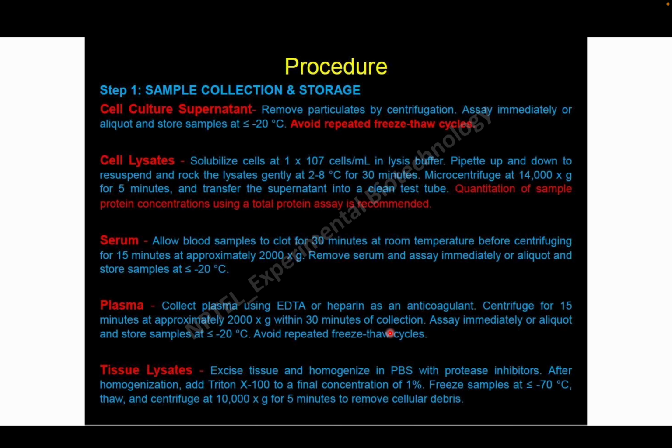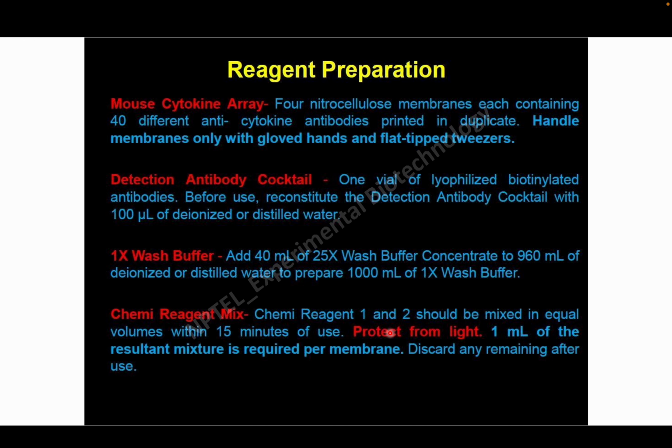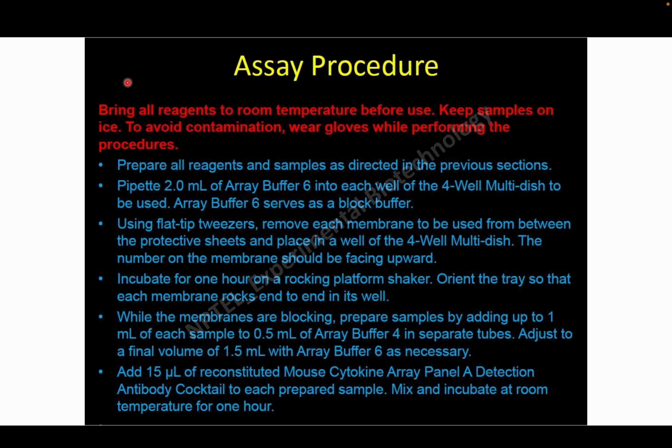The process is the same: you have to make the sample, serum, then isolate cytokines. For reagent preparation, the mouse cytokine array has 4 nitrocellulose membranes, each containing 40 different anti-cytokine antibodies printed in duplicate. Handle the membrane only with gloves so that you are not adding any protein contamination. Detection antibody cocktail: 1 vial of lyophilized biotin-related antibodies. Before use, reconstitute the detection antibody cocktail with 100 microliters of deionized or distilled water. You have to use the 1:1 buffer and chemi reagent mixture. Now the assay procedure.